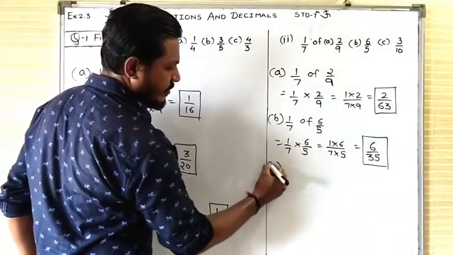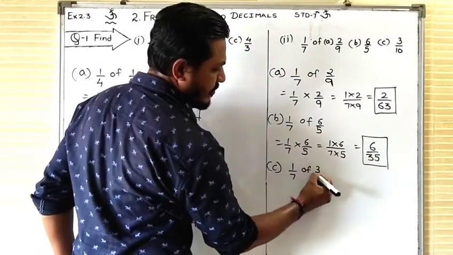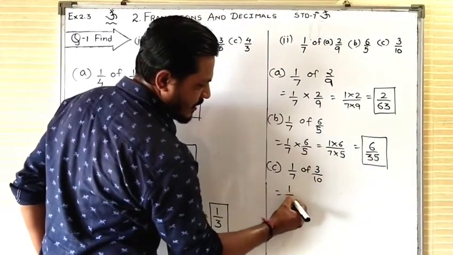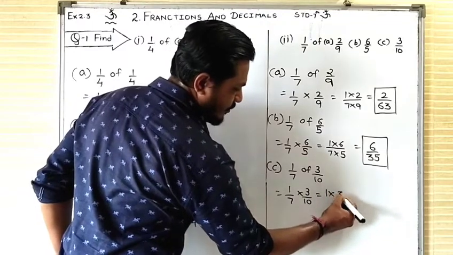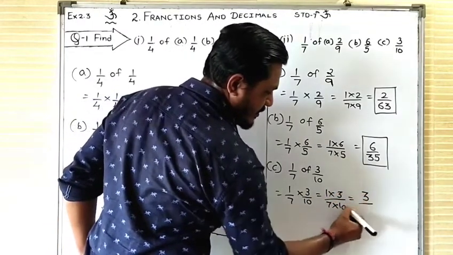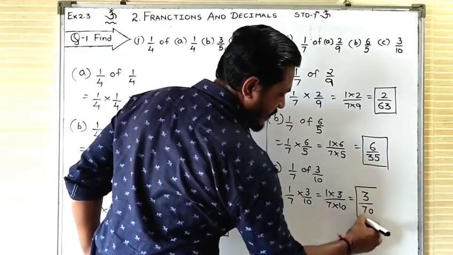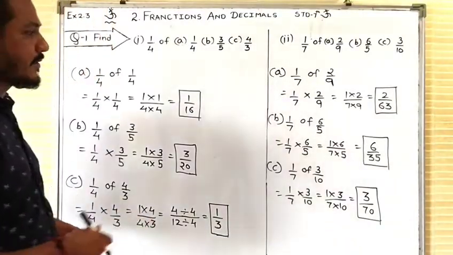Then C, 1/7 of 3 by 10. 1/7 into 3 by 10. 1 into 3, 7 into 10. 1 3s are 3, 7 10s are 70. Here also not possible to reduce. This is how you have to do the working.